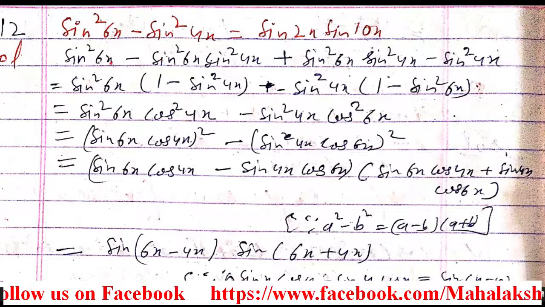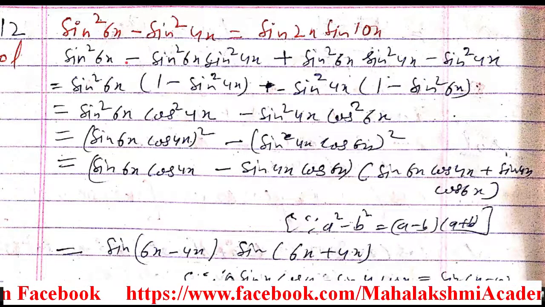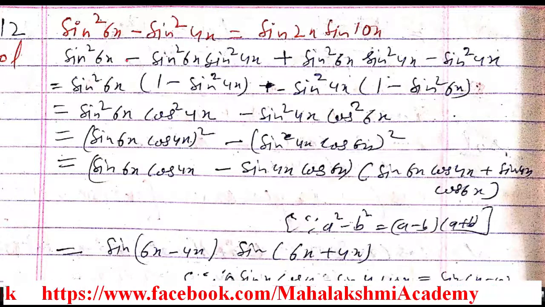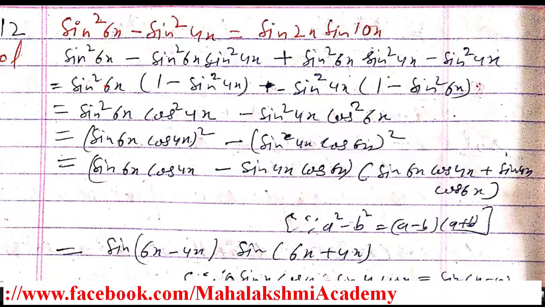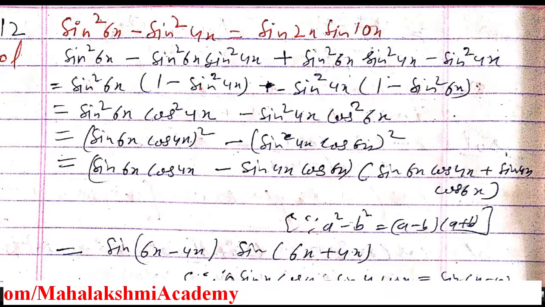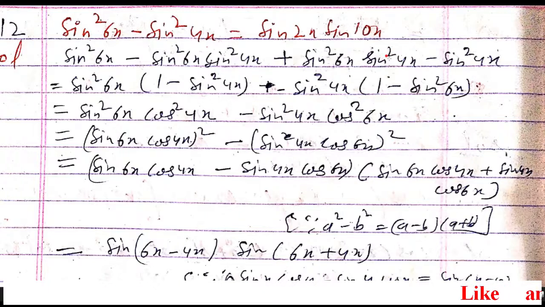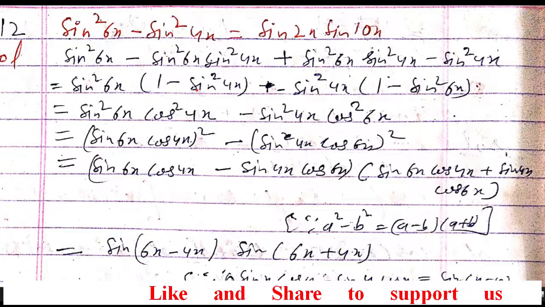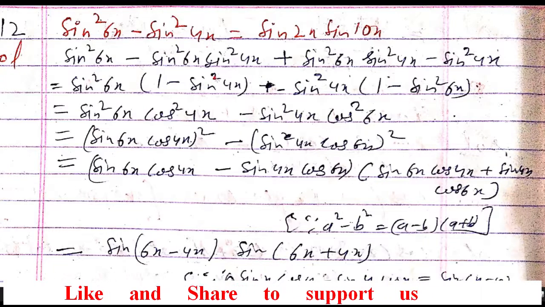Now between this first term and the second term, the sine square 6x is the same. That's why take sine square 6x common. So here you remain with 1, and here you will get only minus sine square 4x, because sine square 6x went outside as a common. Now in these two terms, sine square 4x is common, but take minus sine square 4x so that this bracket should be like this. Now here 1 minus sine square 4x.